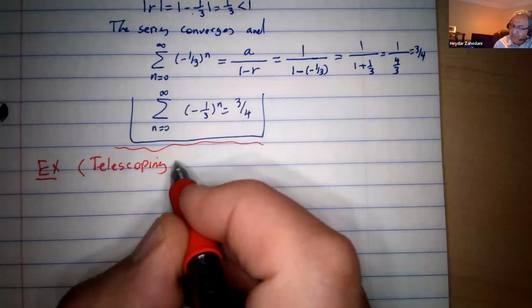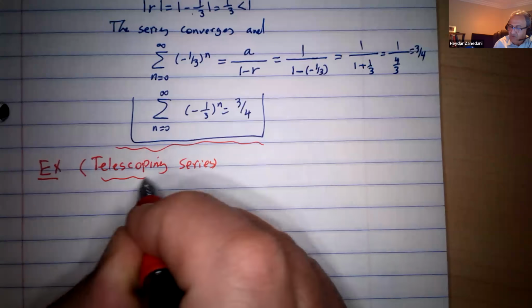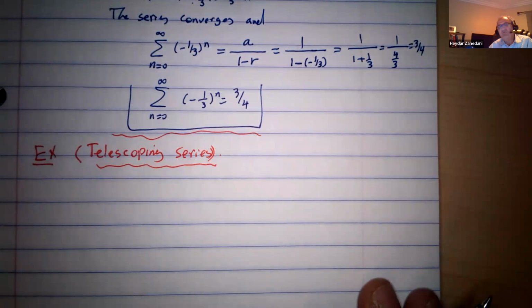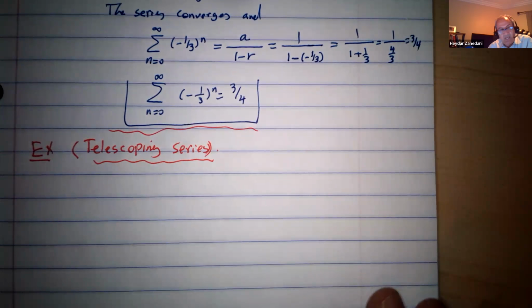What is a telescopic series? These two, geometric and telescopic, are very easy to locate or identify, and you have to go for these two first. If you cannot find these two, then you go to the other theorems that we're going to introduce. At first, you have to look for this. Let's see, what does it mean?